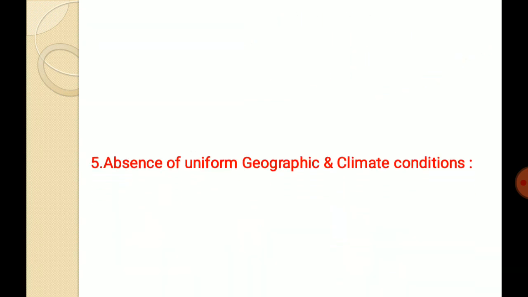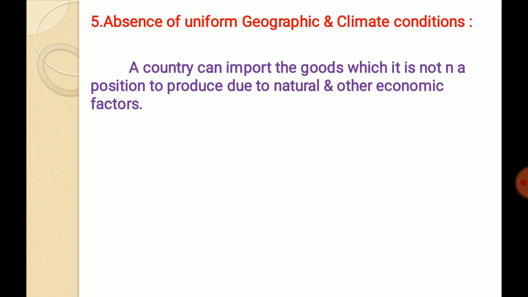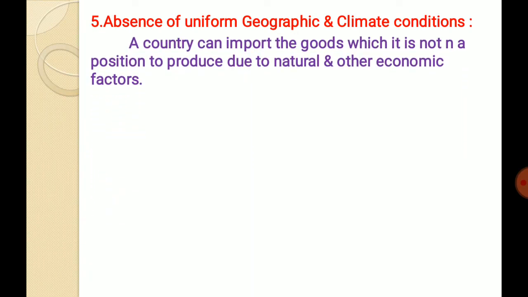Next one, absence of uniform geographic and climate conditions. A country can import the goods which it is not in a position to produce due to natural and other economic factors. If one country is not in a position to produce a product because of natural and other economic factors, that country should import goods from another country where they produce the product which is needed by this country.